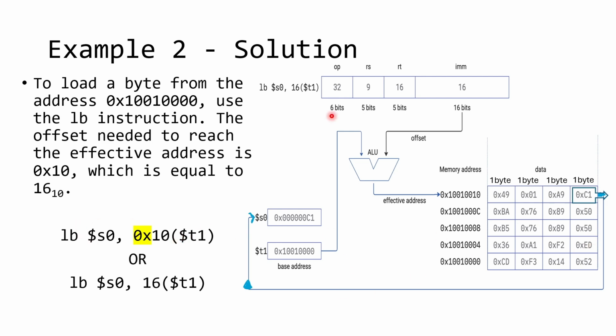Now once this load byte has been operated, 16 or 0x10 plus 1001 0000, you can find 0010 here. And because this is load byte, only one byte will be taken out. So see the arrow here, only C1 will be loaded inside S0.